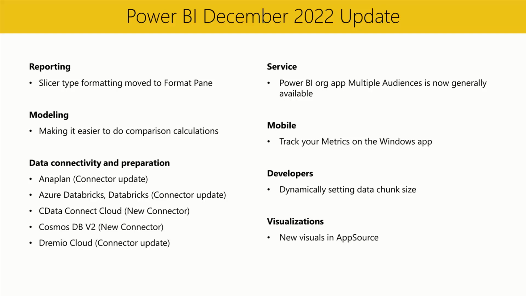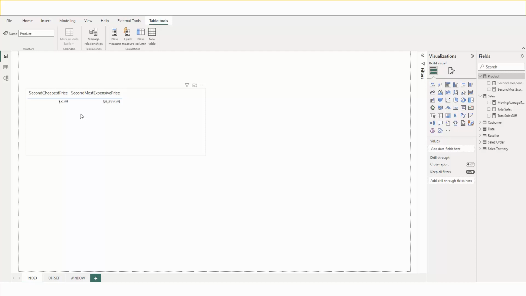Next, in the mobile section, we've made it easier to do comparison calculations by introducing multiple new DAX functions: index, offset, and window. Emily will show us a demo of these new functions. We are excited to announce that this month we are introducing 3 DAX functions targeting at making comparison calculations in Power BI easier. These functions are index, offset, and window. Let's take a quick look at each of these new functions, starting with index.